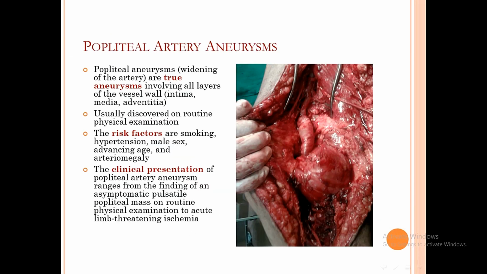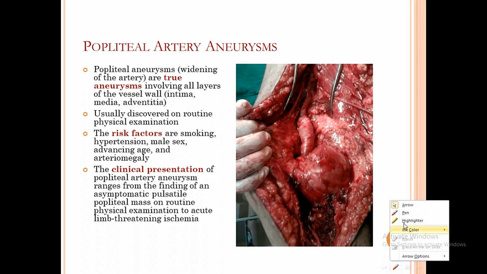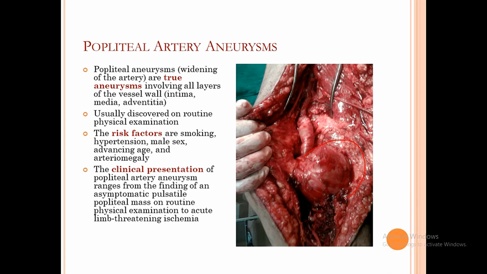This is the other picture. Here you can see in the popliteal fossa, there is a thick ballooning and the rupture of the artery filled with blood. So what happens here? The condition is popliteal artery aneurysm. You know what is aneurysm?